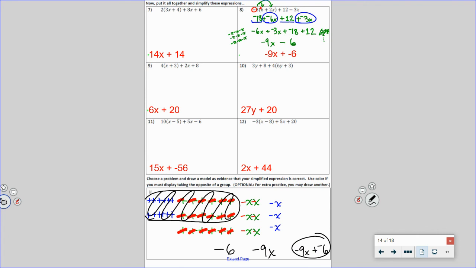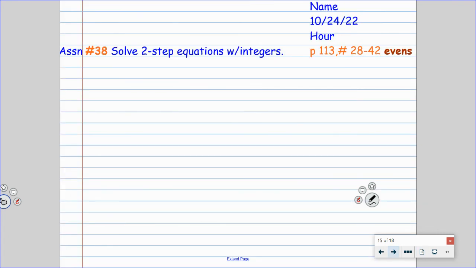All right, folks, make sure you're drawing something, and then you may go on to your homework. Notice it is the same page as the previous assignment. Now we're focused on evens. You won't be able to check any of those in the back of the book. So make sure you're checking it using your algebra steps.